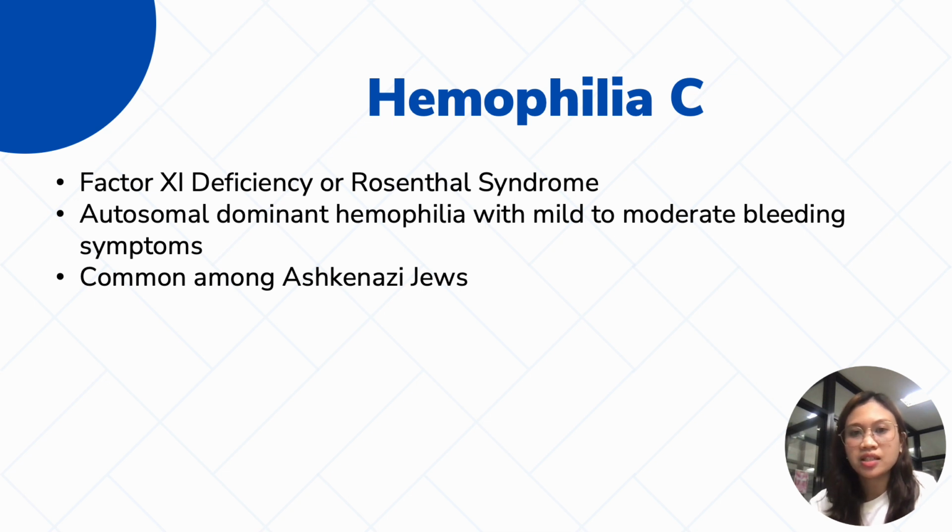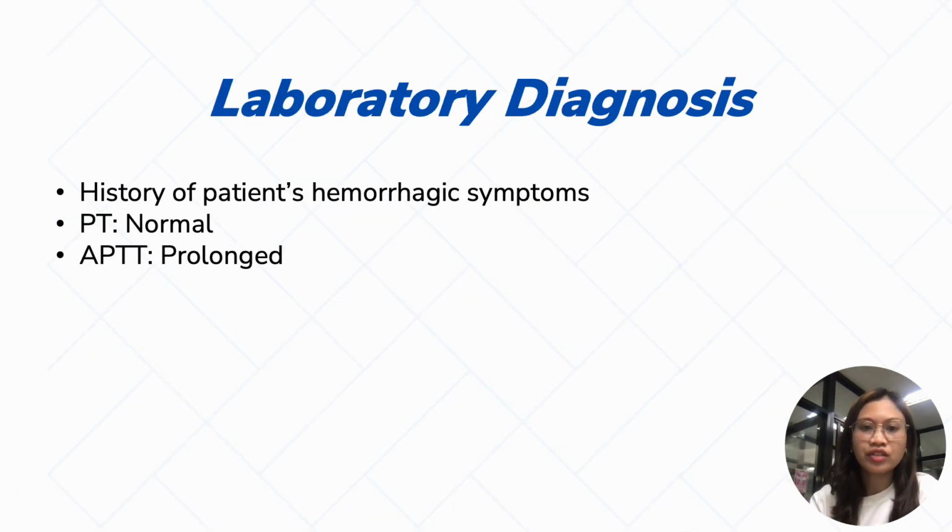Then we have hemophilia C or Rosenthal syndrome. This is a disorder due to a decrease in the production of factor XI. It is an autosomal dominant hemophilia with mild to moderate bleeding symptoms. Interestingly, factor XI deficiency is a disorder common among Ashkenazi Jews. Since factor XI still belongs under the intrinsic coagulation cascade, this factor deficiency may be suspected in a prolonged activated partial thromboplastin time or APTT. PT will be normal together with the other tests not specific for deficiencies of the intrinsic coagulation pathway.